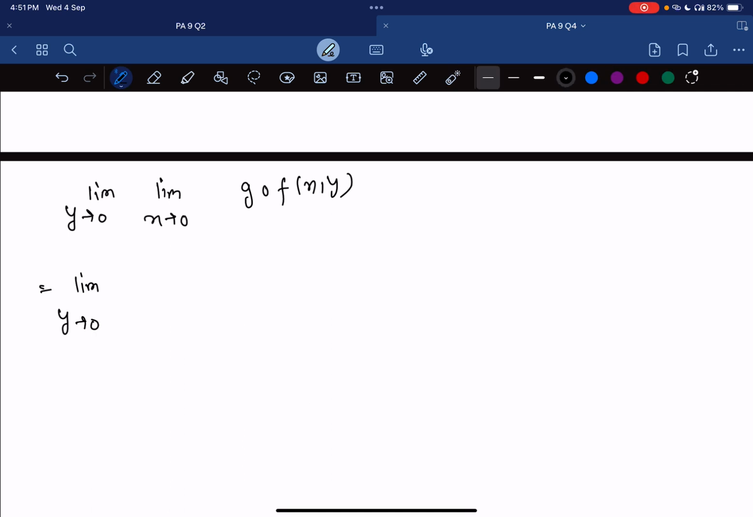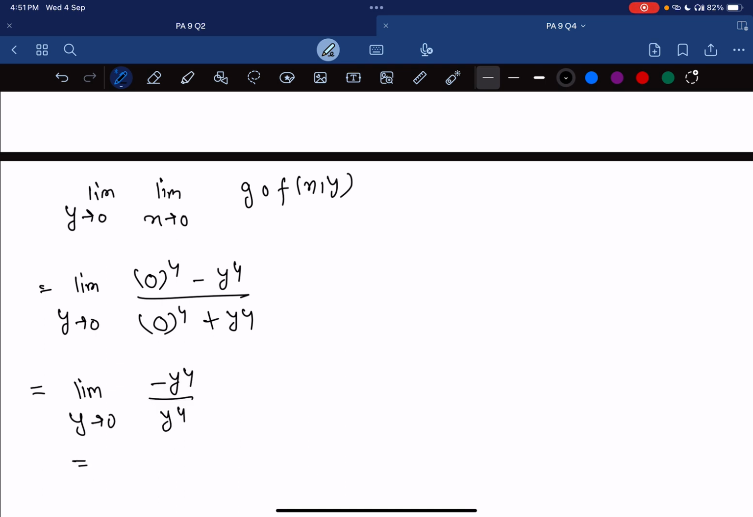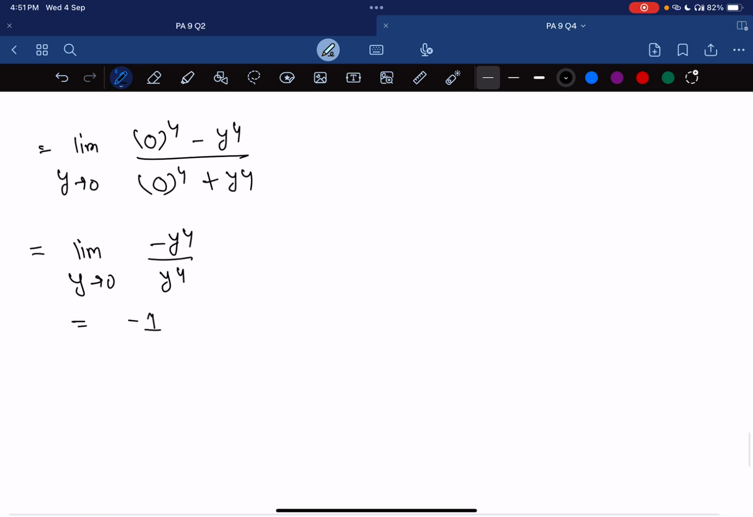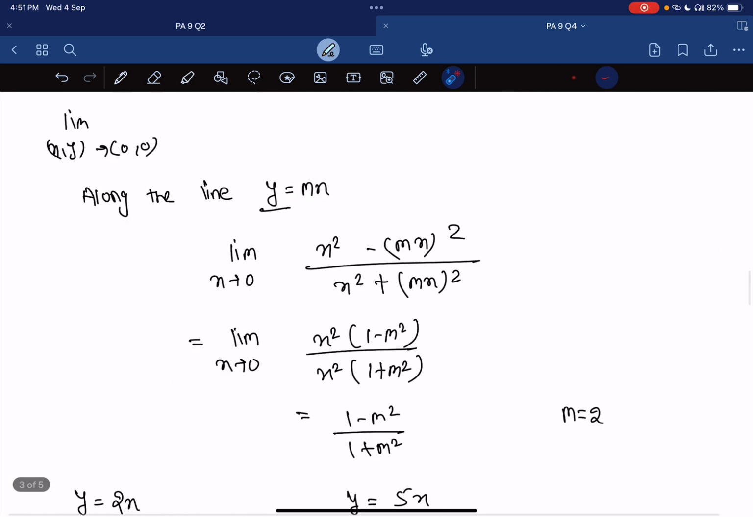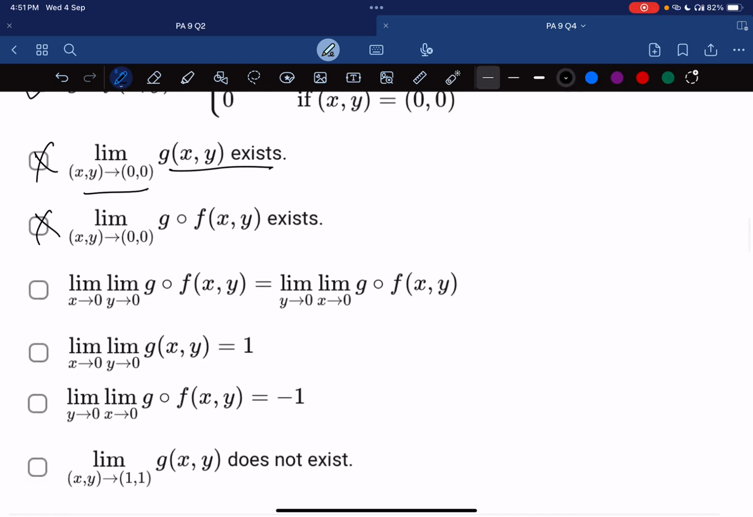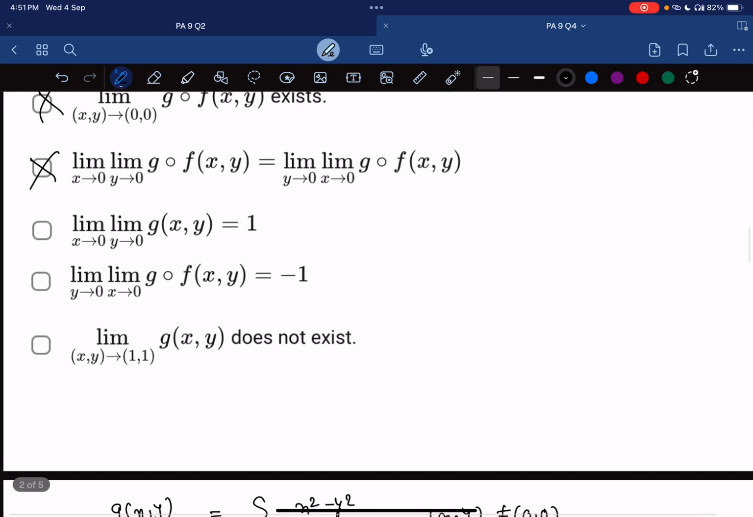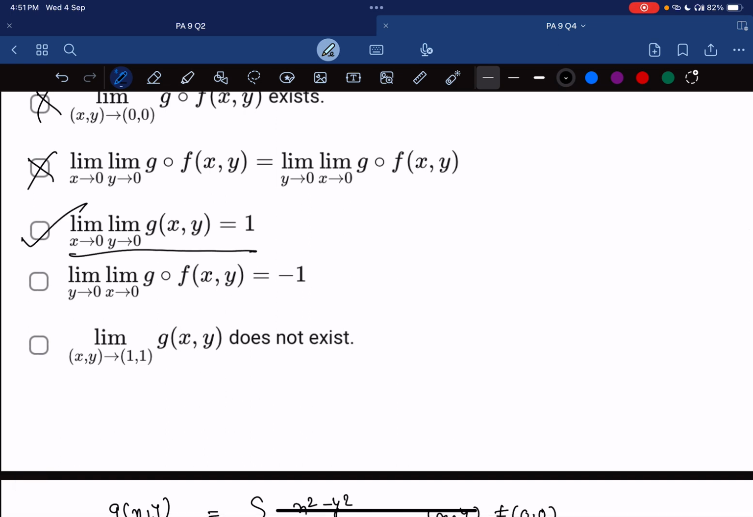We'll get this outer part will remain as it is, and inside we'll get 0 power 4 minus y4 divided by 0 power 4 plus y4, limit y tends to 0 of minus y4 divided by y4, and that is just negative 1. So this is the limit that we will get. But for the above case, we got limit as 1. So these two are not equal. So that's why it is wrong. And yeah, this part we get as 1, while the second part we get as negative 1. So this is the correct.